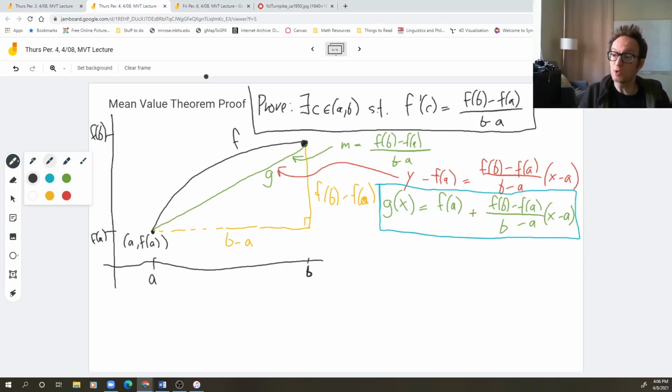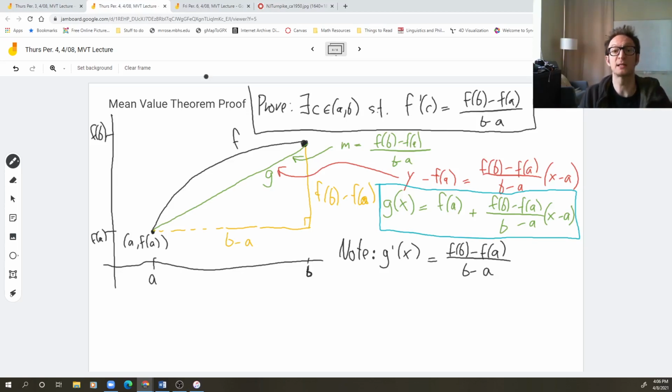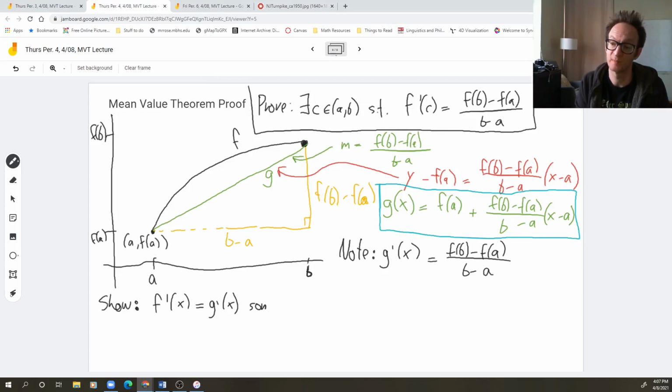In other words, just note that the derivative of g is just f of b minus f of a over b minus a, because it's a linear function. And so the derivative of this function is just the slope of that line. Okay, so after all this setup and discussion, I now see the light. Now the plan should be for me to show that somehow, somewhere, there's a point at which the derivative of f equals the derivative of g. If I can show that, then I have proved the mean value theorem.